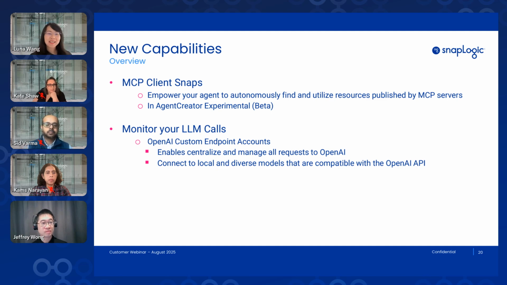Okay, ready to see exciting new features for Agent Creator? Let's take a look at the big picture first. So we've launched a preview of 2 MCP client snaps. This empowers your agent to access resources from public MCP servers. And next, we have partnered with the APIM team to give you the ability to manage your OpenAI LLM calls. This also lets you use your existing OpenAI Snappack to connect to other models, even the local models, as long as they are compatible with the OpenAI interface.